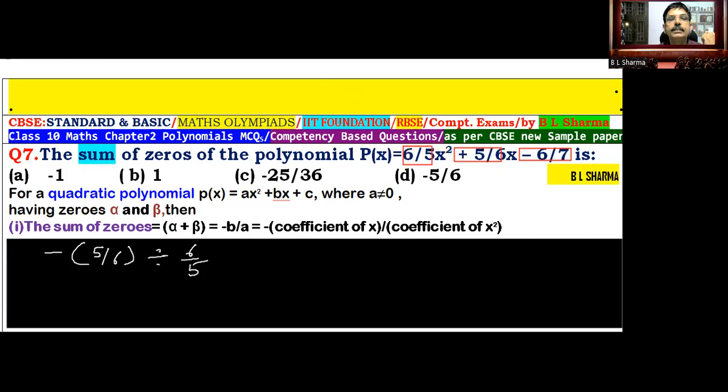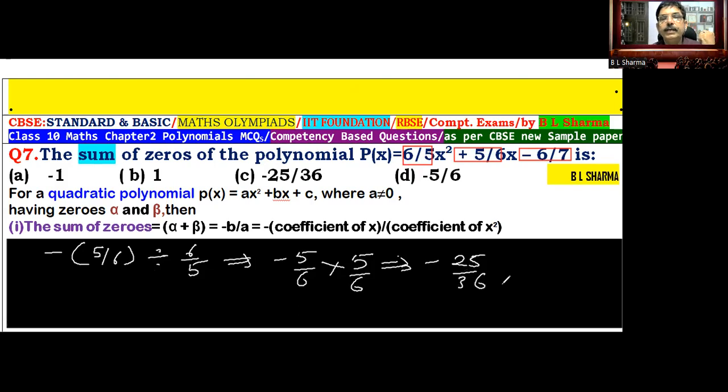So on further simplification, we can write minus 5 by 6 into 5 by 6. Negative, 5 fives are 25, 6 sixes are 36. So minus 25, negative of 25 by 36 will be the answer. So C is the correct option.